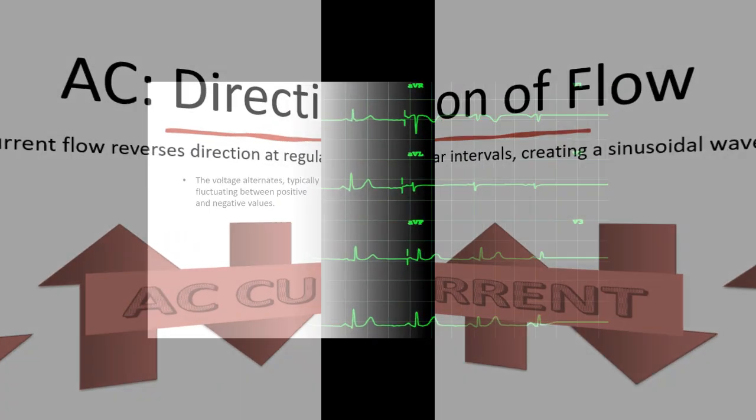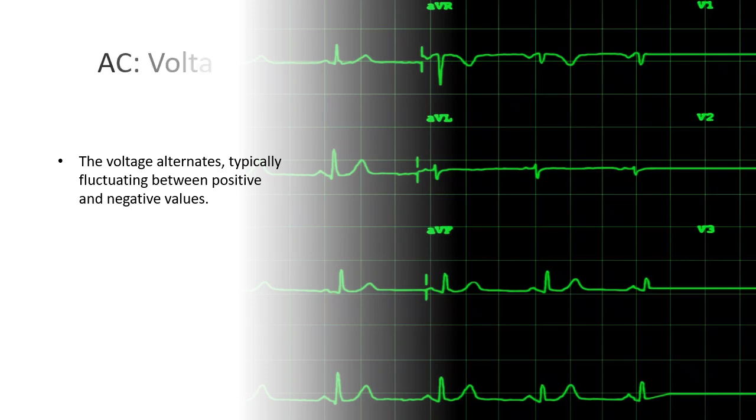AC voltage behavior. Just like the current, the voltage in AC also alternates. It rises and falls, switching between positive and negative values.